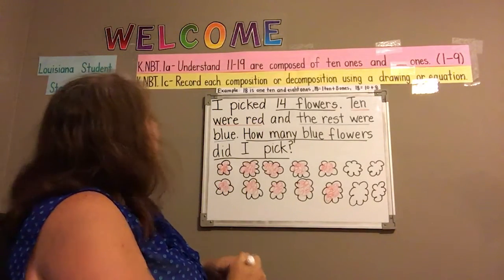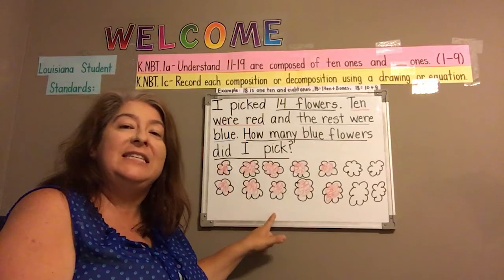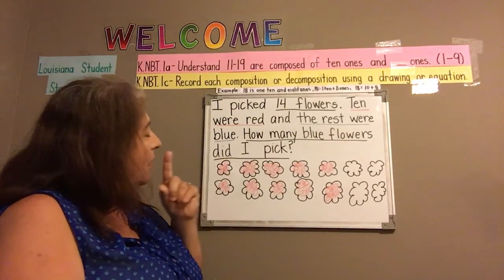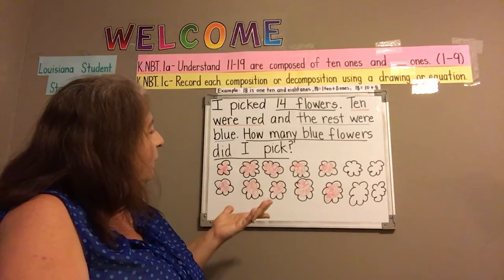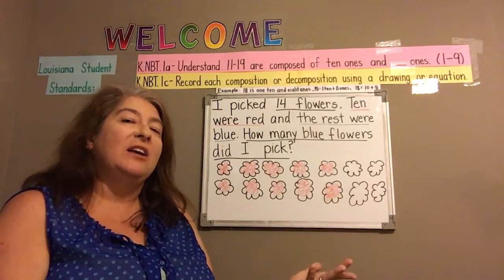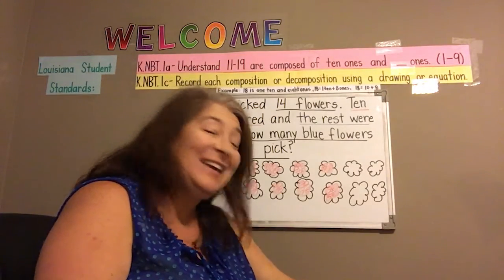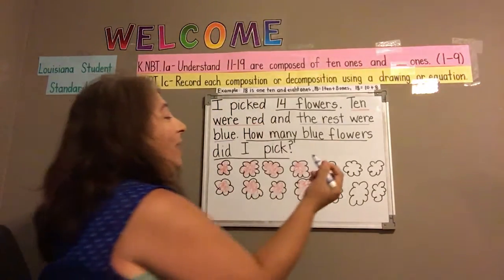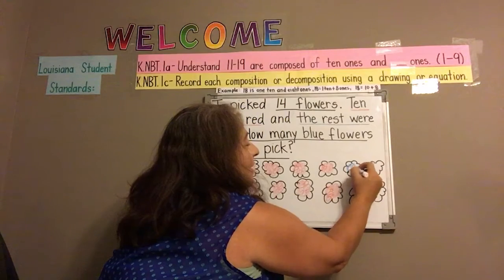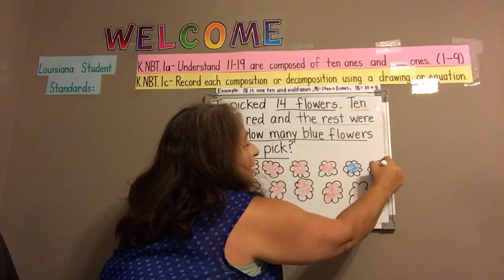So now it says 10 were red. Did I do that? Yes, we colored 10 red now. So let's see, the rest were blue. Well, these don't look blue. What's something I could do to make sure that I know that they're blue? That's right, I can color the rest of them blue. So let's go ahead and color the rest of them blue, because we know that all the rest of them were blue.